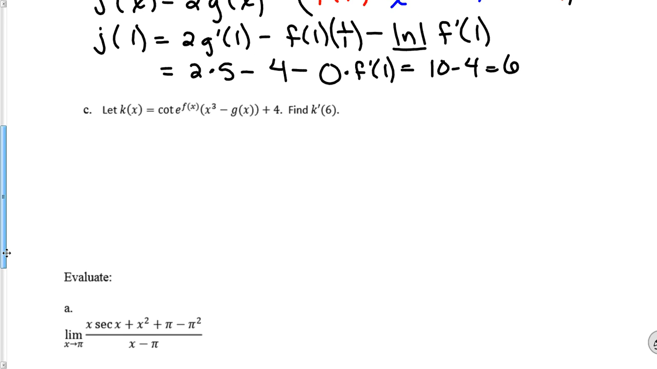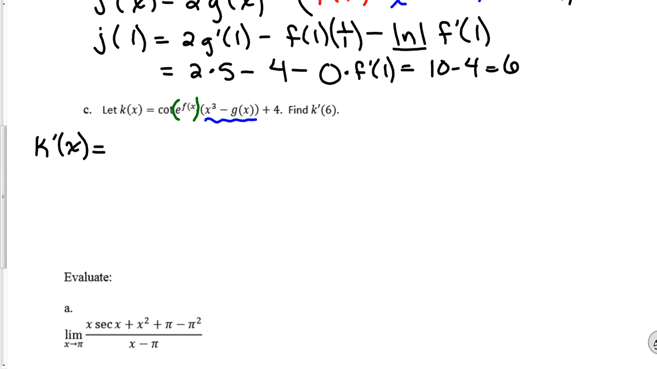So now we're doing part C, and I'll just have to go back and forth when we do our table of values. But this is a big, big, big product rule with chain rules inside. So let's go through. We have cotangent of this e to the f of x. So that's a chain rule right there. Then we have this product. We're taking the cotangent of that thing and multiplying it by that. So we have a chain rule and we have a product rule. So let's go ahead and hopefully we're going to stay organized to get this one done.